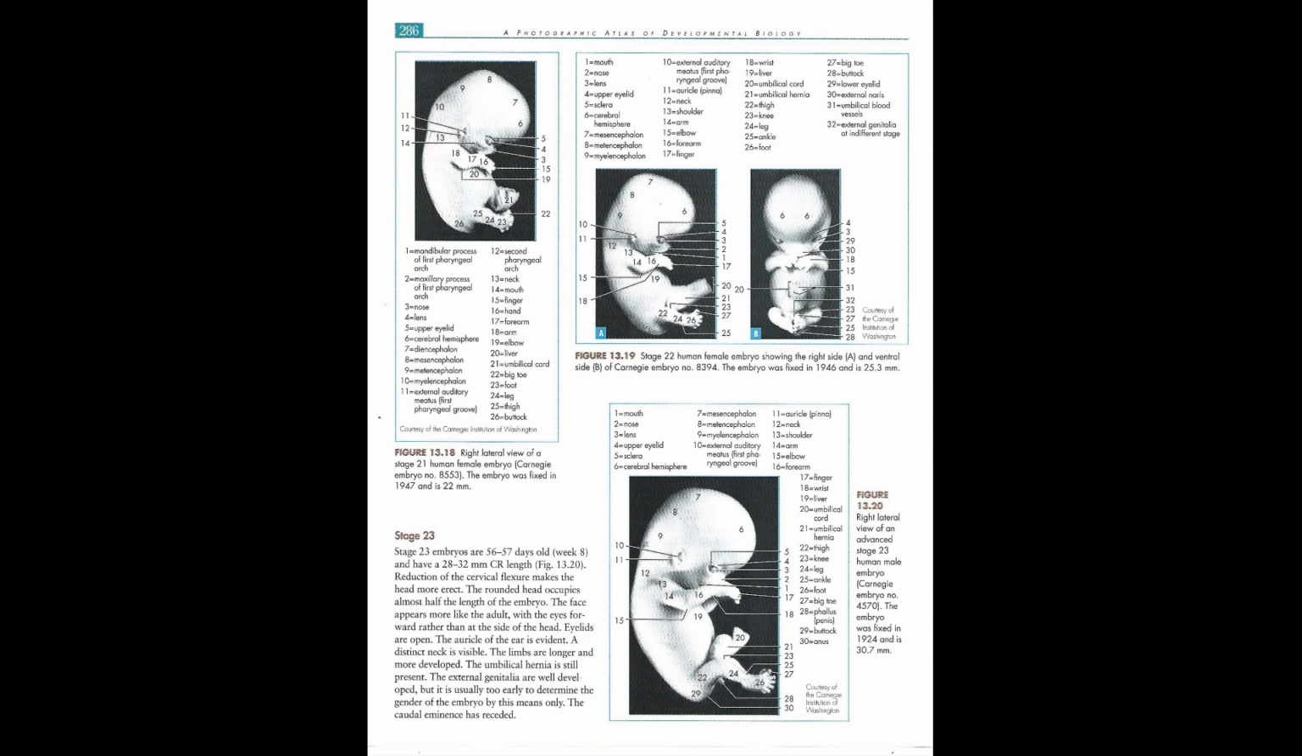The limbs are longer and more developed. The umbilical hernia is still present. The external genitalia are well developed, but it is usually too early to determine the gender of the embryo by this means only. The caudal eminence has receded.